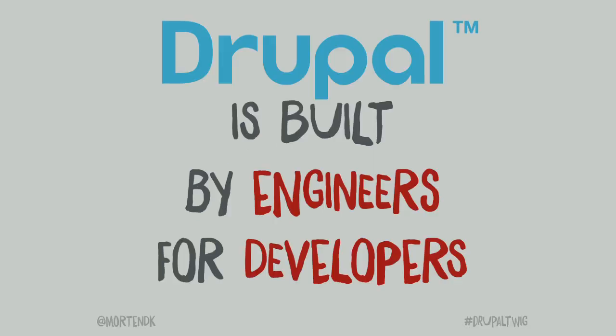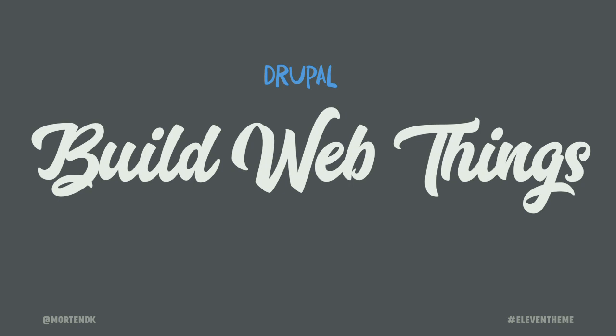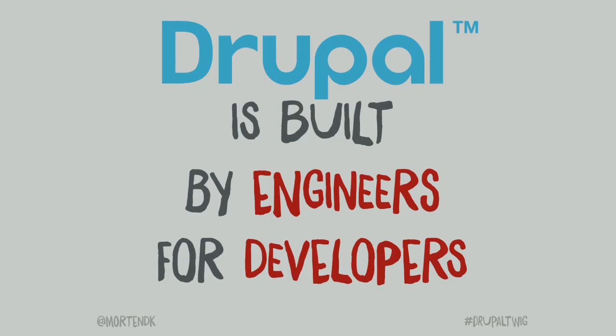So I look at Drupal as this. Drupal is used to build web things. That's what it does. A couple of years ago, trying to figure out why I did not fit into this Drupal definition of a Drupal developer, I came up with this: Drupal is built by engineers for developers. That's basically what it is. It's a bunch of nerds hammering around trying to build something that they think is really cool, and then we give it to that end user we don't really know.